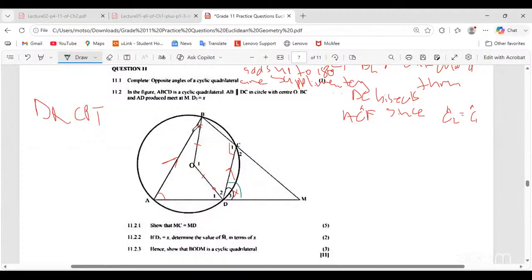This one is equal to that one. Reason being, exterior angle of a cyclic quad is equal to the interior opposite angle. Also, this one is equal to that one. Exterior angle of a cyclic quad is equal to the interior opposite angle.